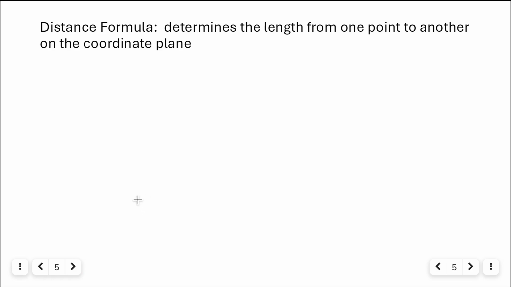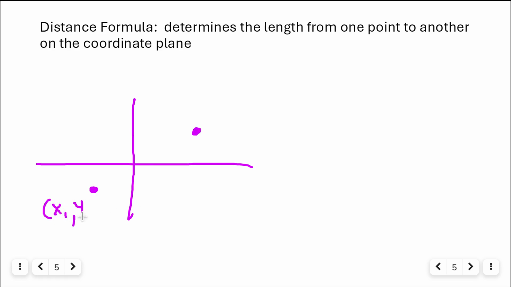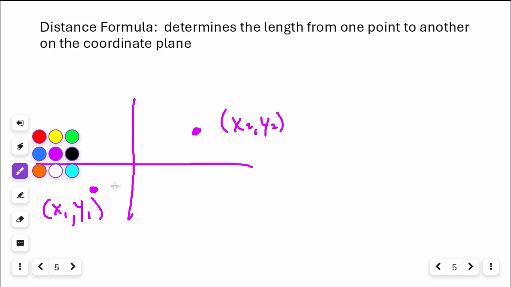All right, so the distance formula. The distance formula determines the length from one point to another on the coordinate plane. So let's say here's my coordinate plane. Let's say I had 2 points. And a point there and a point there. I'm going to call this point x1, y1. And I'm going to call this point x2, y2. And I want to know how far it is from there to there.